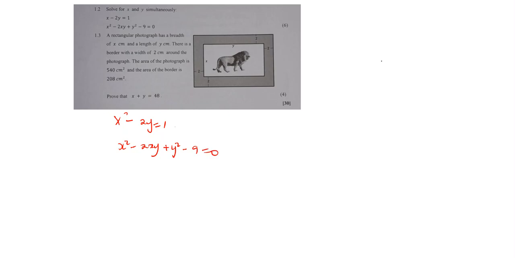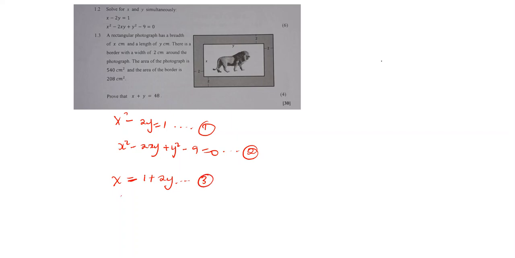So with this one, you have to generate another equation. Remember, you can just label this one as equation 1, you label this one as equation 2. So you have to generate a third equation from the simplest one. According to this information, the simplest one is x minus 2y equal to 1. So we'll have x equal to 1 plus 2y. You call it equation number 3.